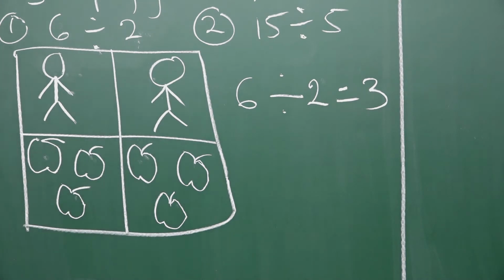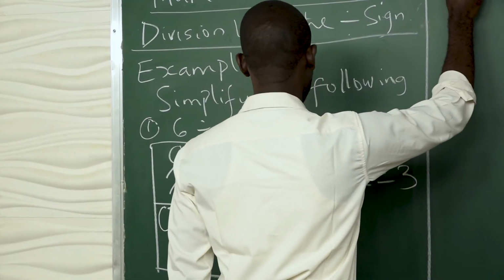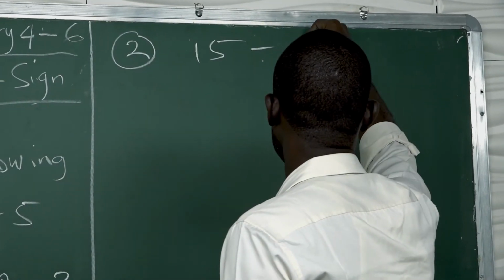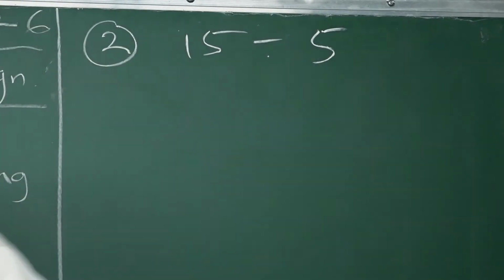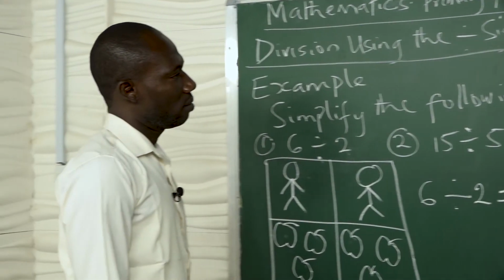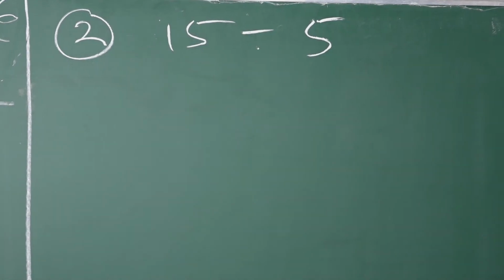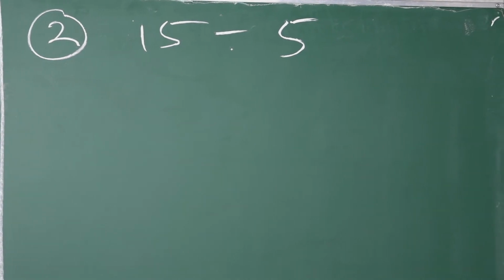Now again, we want to check for the second division we have there. Number 2, 15 divided by 5. Now, if we have 5 persons and we have 15 items to share, how many will each person get? That's what we are trying to find out.